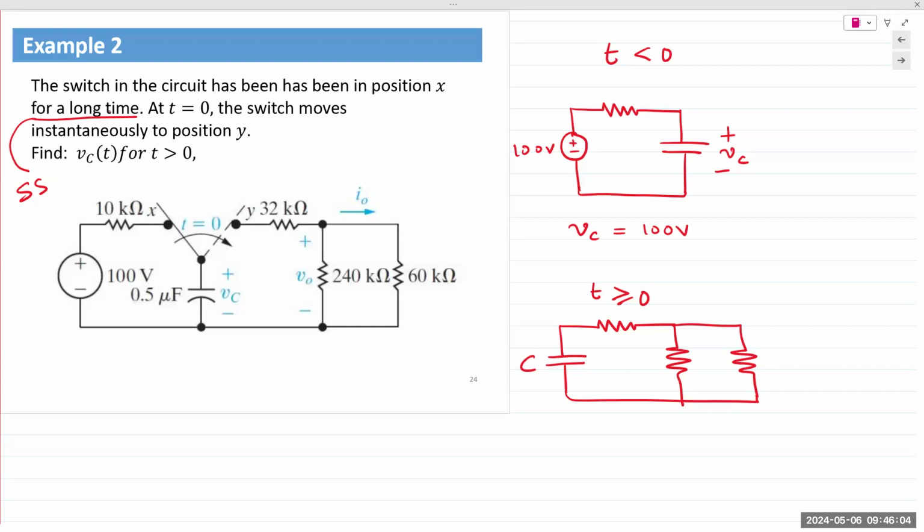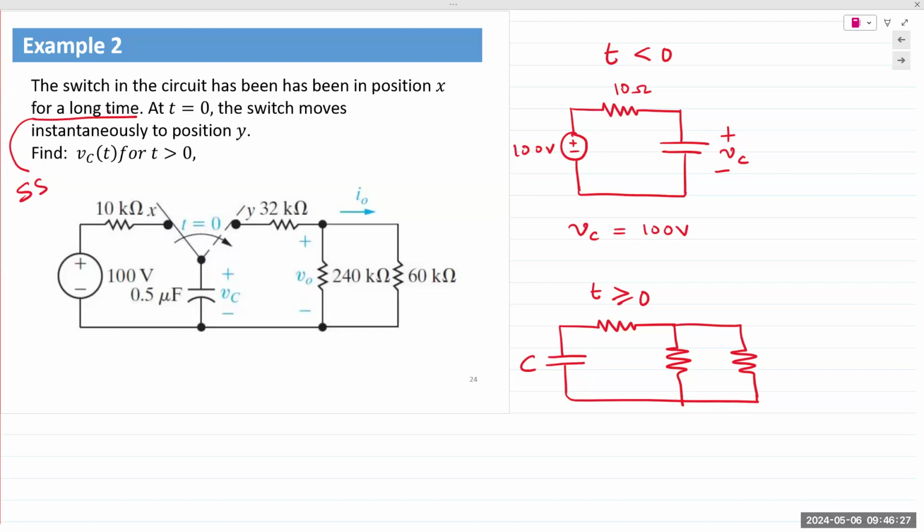Very similar to the previous one. Yes. The resistor on top, which one? 32K? No, the 10K was here while it was charging on the left side. So in position X. Yeah.